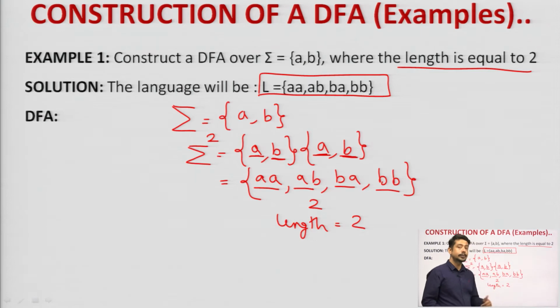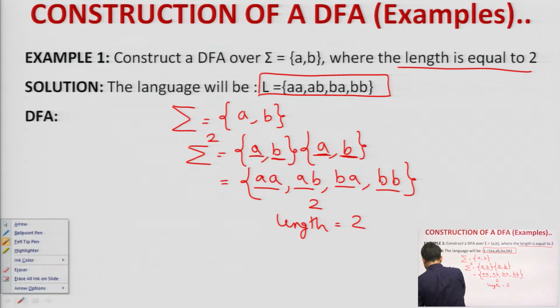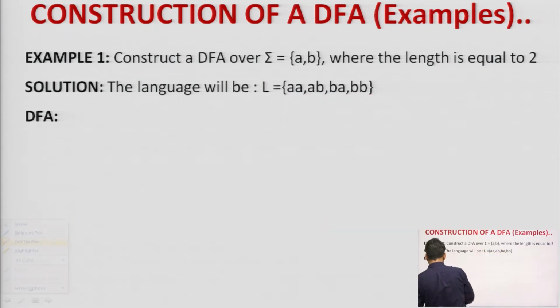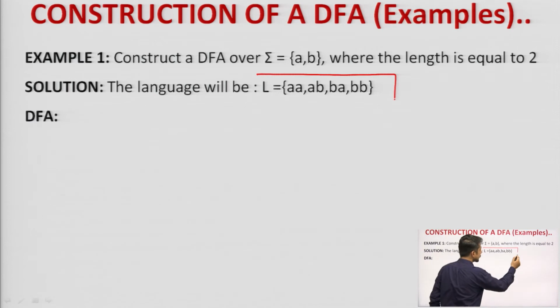If you need to find out length equals 3, then here it will be A, B, B, B, A, B, A, B, A, B, correct, A, B, B, B, A, like this. So, if you need to find out length, you just need to find out the total number of appearing alphabets in a particular string. That is the way. Okay. So, therefore, finally, we can conclude that our language is this one.